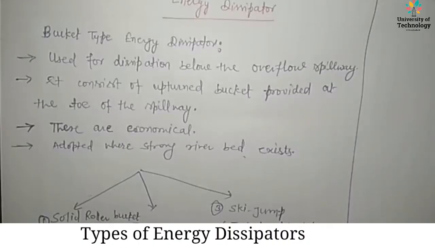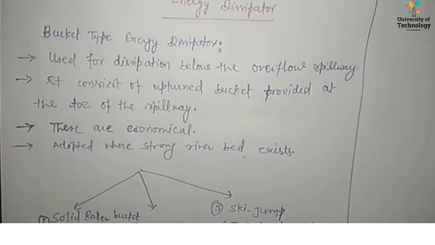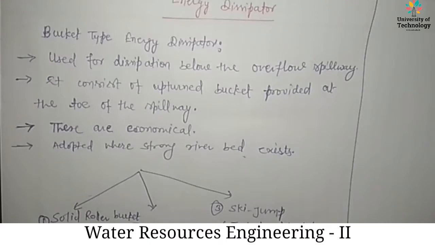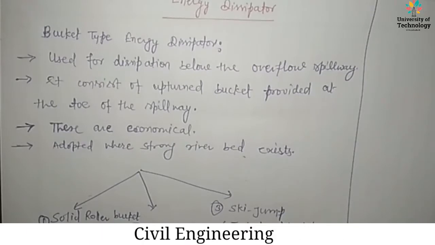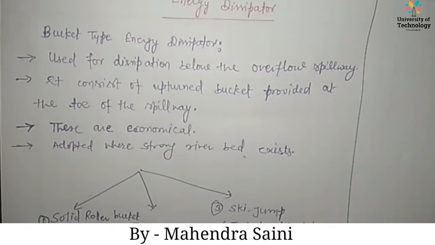Hello students. So we are talking about energy dissipators. We left off somewhere in the last lecture. So we will study the bucket type energy dissipator today. Number one, what about the bucket type energy dissipators? They are used for dissipation below the overflow spillway.